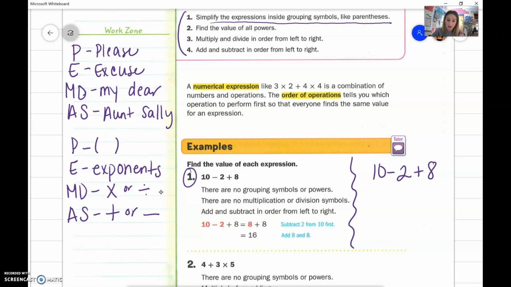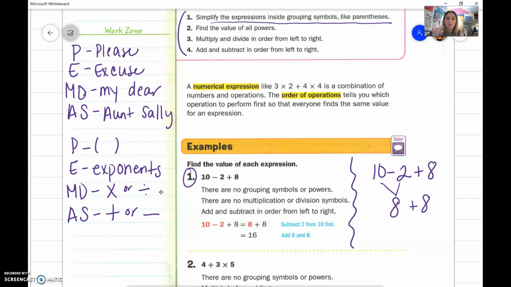A-S, add or subtract. Now, it is from left to right. So I have to do what comes first. And what comes first is my 10 minus 2. So 10 minus 2 is 8. And then I have to bring the rest of this down.